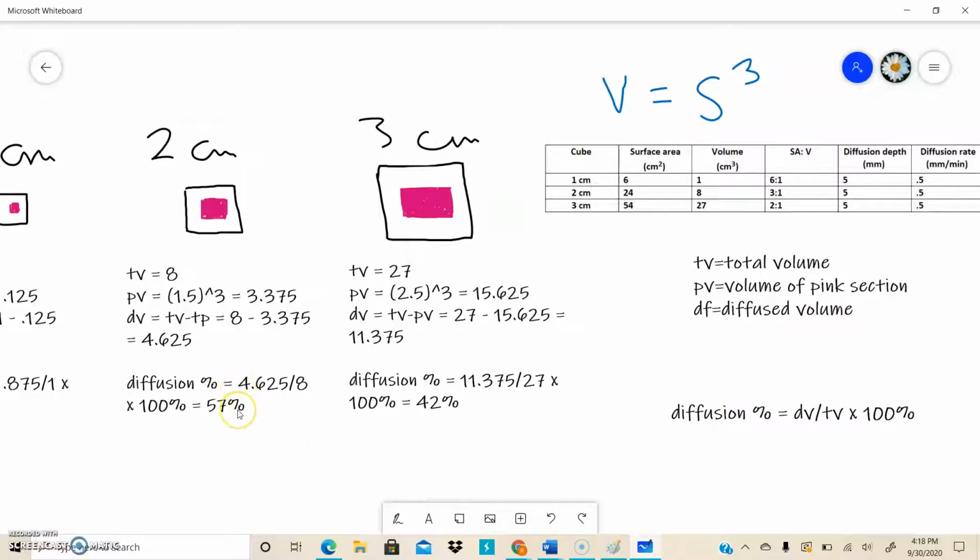And last thing to do is to follow this formula. Or this one right here, I'm going to get the diffusion percentage by dividing the diffused volume with the total volume times 100. So I'm dividing the diffused volume of the white section with the total volume times 100, and I get 57% diffusion percentage. So about half of the cube was able to, or the cell was able to complete the diffusion successfully. And then in the last cube, I'm doing the same exact procedure. It should be correct, and I'm getting 42% for the diffusion.